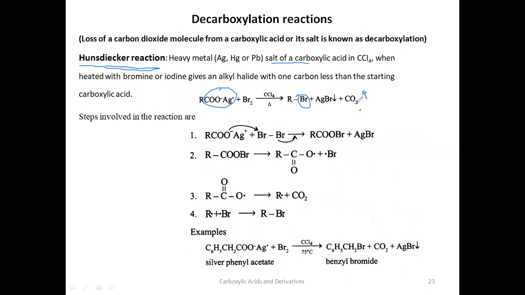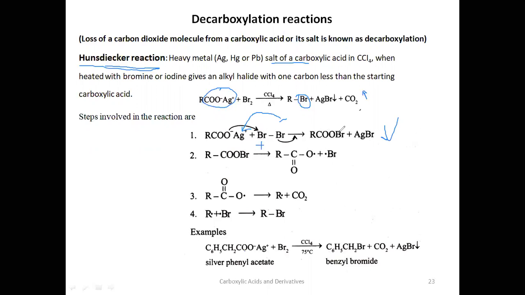Let us see the mechanism, or the steps involved in this reaction. What is the reactant here? The silver salt of a carboxylic acid. What is the reagent? Bromine. When you add bromine to this, AgBr is eliminated as a precipitate. Br minus will be taken up by Ag plus, forming AgBr, and Br plus will be taken up by the RCOO minus group, so RCOOBr is formed.